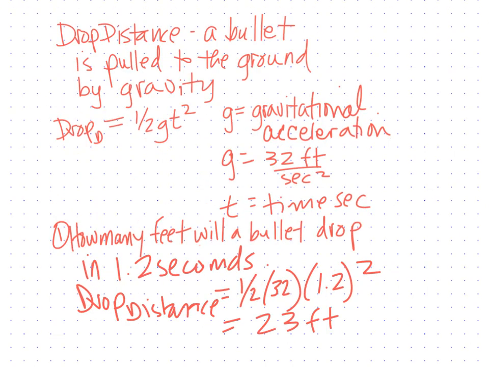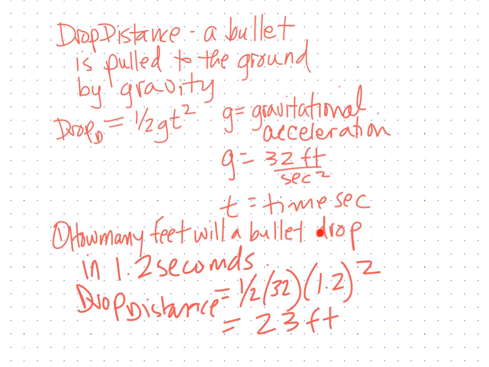Now let's talk about the distance that it would drop. As the bullet is traveling, it's being pulled down or influenced by gravity. And so the distance that it's going to drop is equal to 1/2 gt squared. G is the gravitational acceleration and is known to be a constant of 32 feet per second squared. And then time is, in this case, since this is in seconds, this time would be in seconds.